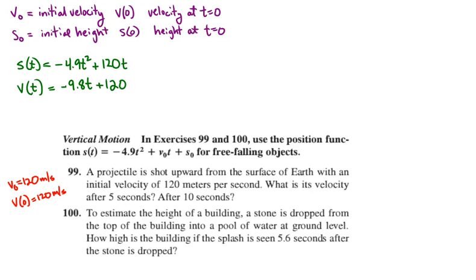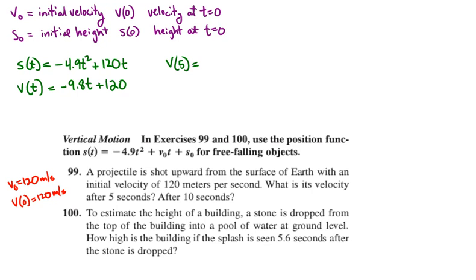So we'll bring down the 2, multiply times negative 4.9, and that is negative 9.8 t plus 120. And you'll see that the longer the object is in the air, the bigger that negative part of that equation will be, and soon it will overcome the positive part and the object will stop moving up and will start moving back down again. So our formula for velocity is simply v of t is equal to negative 9.8 t plus 120, and the question asks, what is the velocity after 5 seconds? That means we're looking for v of 5.